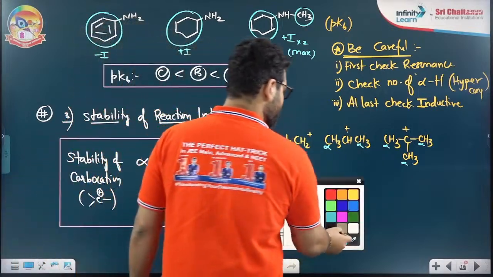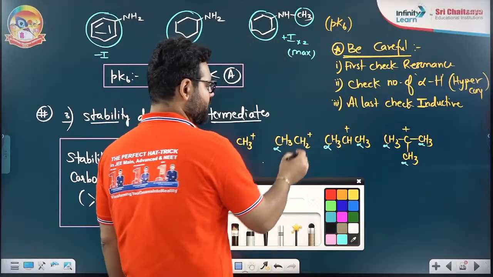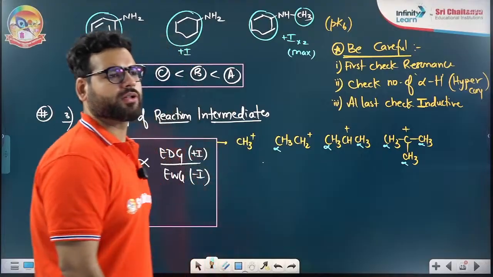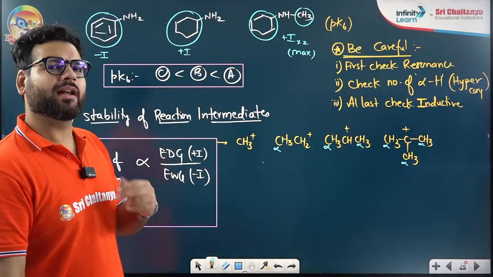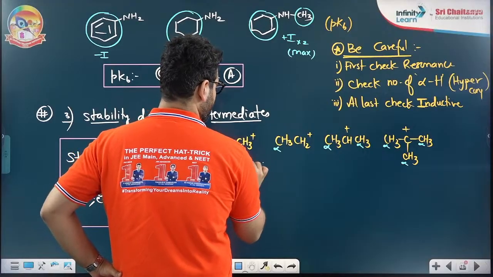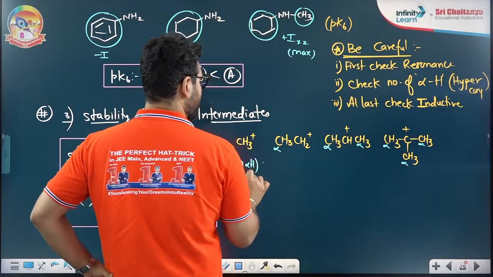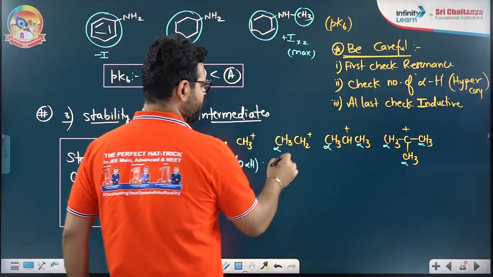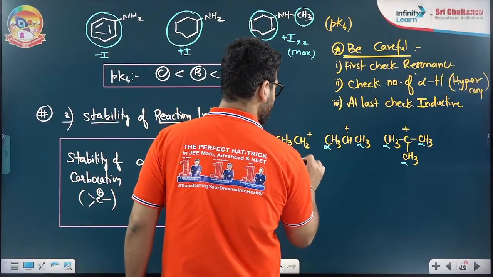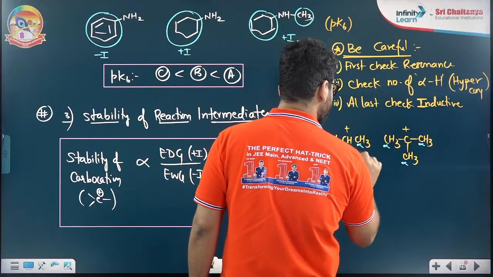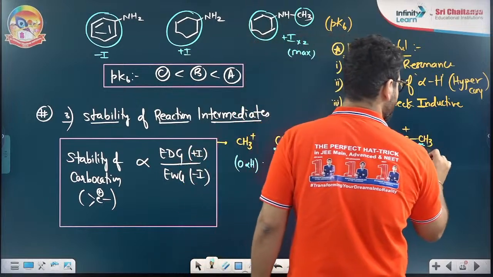First one, no resonance, no resonance, no resonance, no resonance. There is no resonance. This plus cannot undergo any resonance. Then check alpha hydrogens. Here, 0 alpha hydrogens. Here you see these three carbons, these carry 3 alpha hydrogens each, so 3 alpha hydrogens. This carries 3, this carries 3, so 6 alpha hydrogens. And here 3, 3, 3, 9 alpha hydrogens.